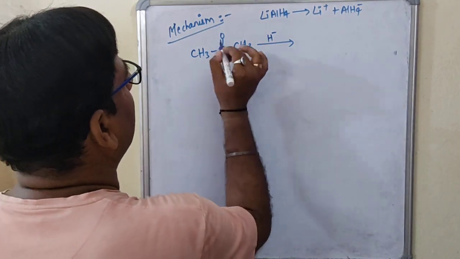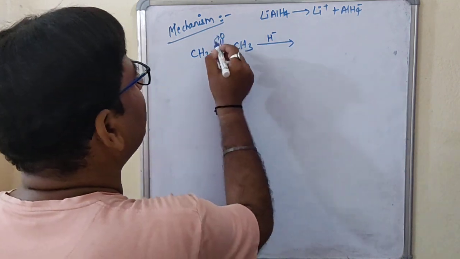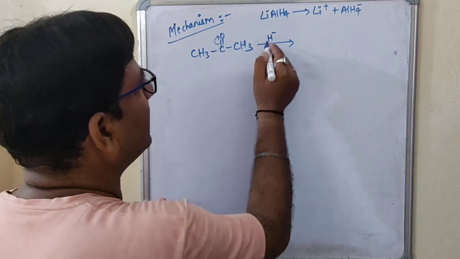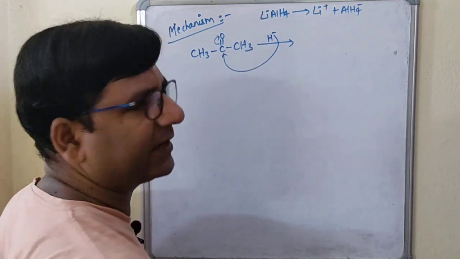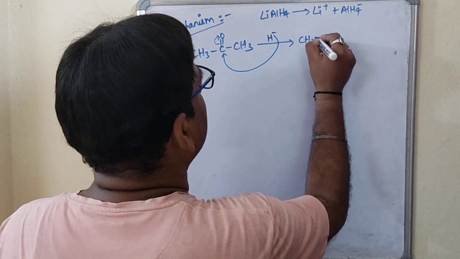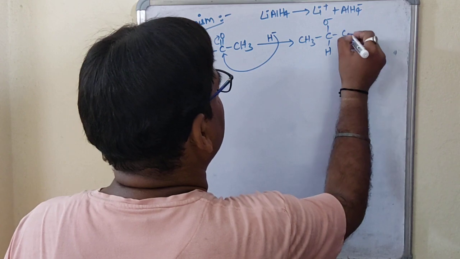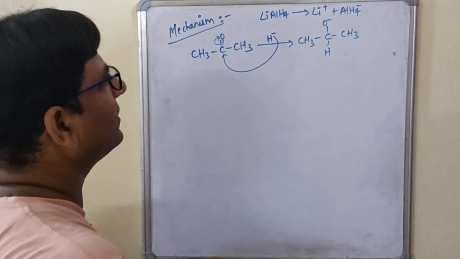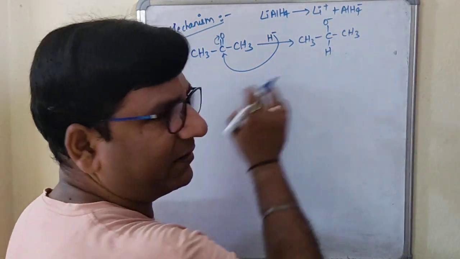Now what will happen? As I told you, this will shift upward. When it shifts upward, oxygen is getting the negative, the bond has been broken, and here it will be positive. This hydride ion will come and attack on this side. Now it will be CH3, C, O minus, H, CH3. Clear? Now in the next step, what will happen? This is the alkoxide.